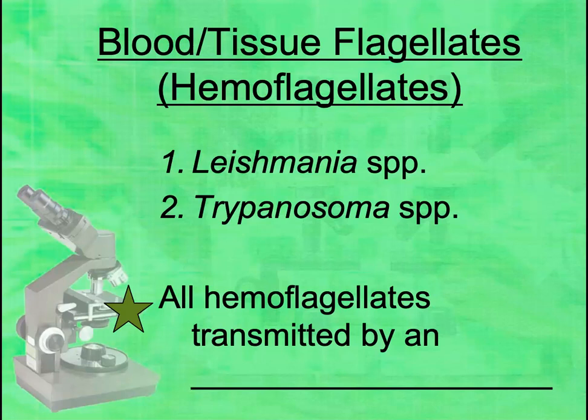Welcome back to our discussion on the flagellates. So far, we've covered 4 intestinal flagellates and 1 urogenital flagellate. The next chapter involves blood and tissue flagellates, also known as the hemoflagellates. In this category, we have the genus Leishmania with several species, and the genus Trypanosoma with several species under that. So first we will cover the Leishmania group.